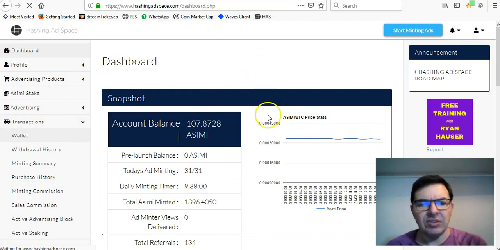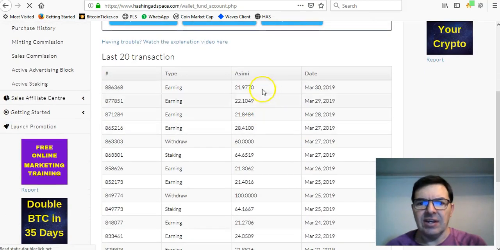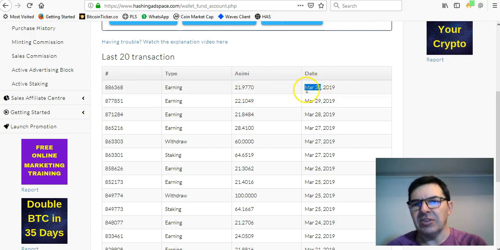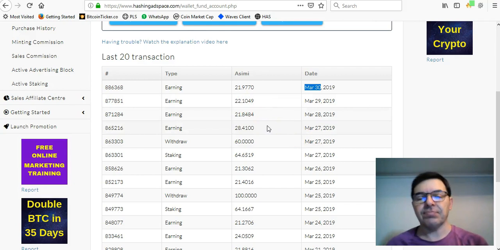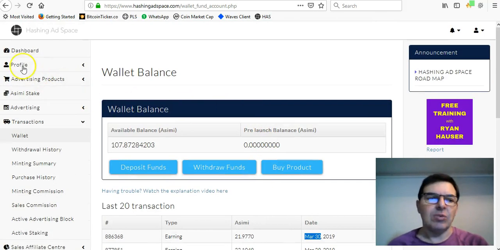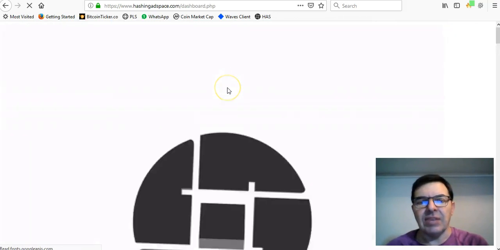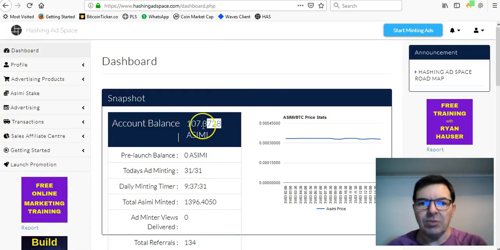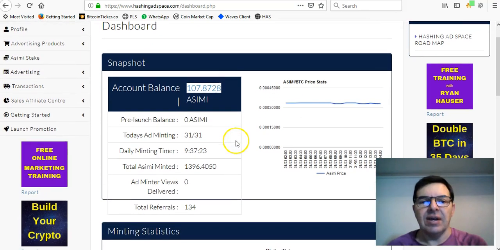We go to wallet and you can see what I'm earning every day. So yesterday I earned 21.977 Asimi. You can see it's the 30th of March, today's the 31st. Tomorrow at 10 o'clock I'll get paid, that's South African time. I'll get paid again, and then it will be added to my balance. At the moment, I'm accumulating my Asimi. I'm making withdrawals, and I'm also buying or staking more Asimi.